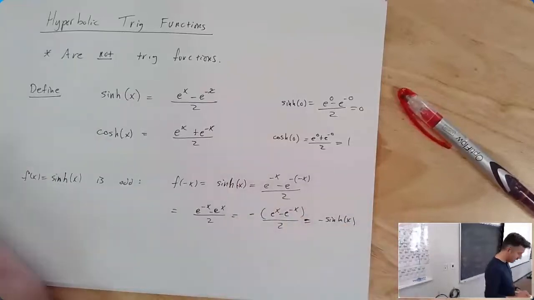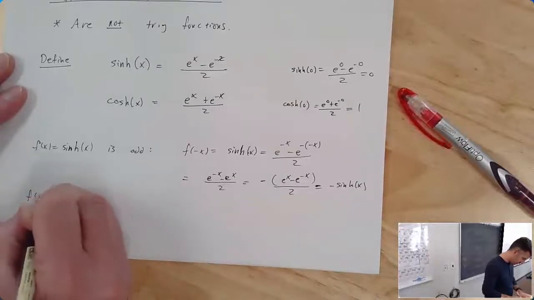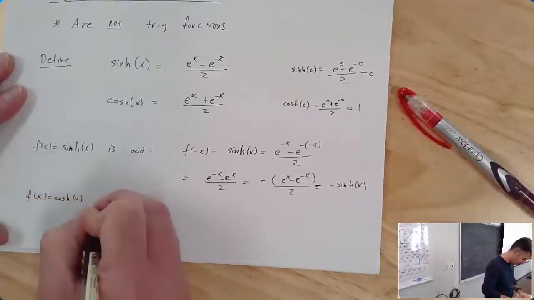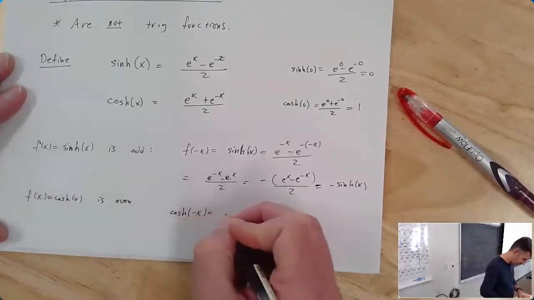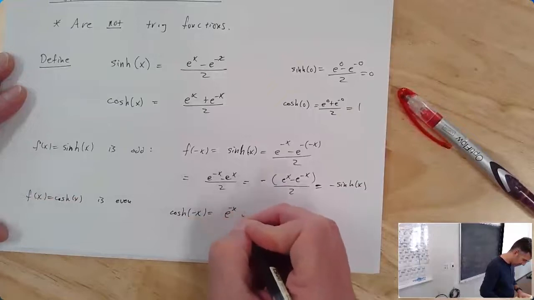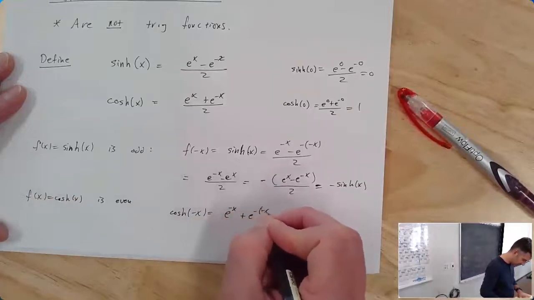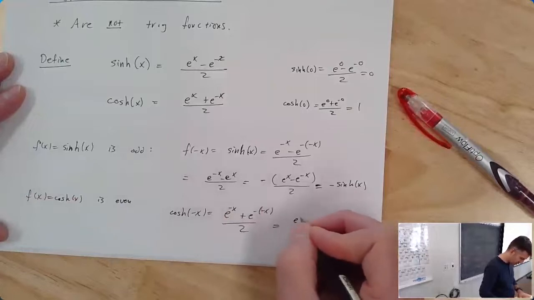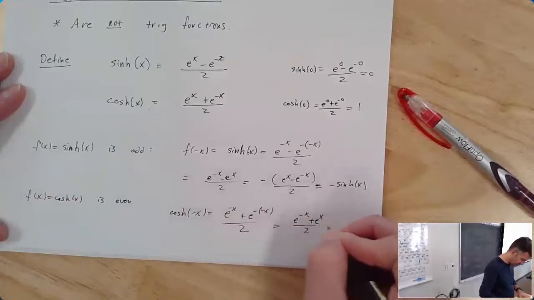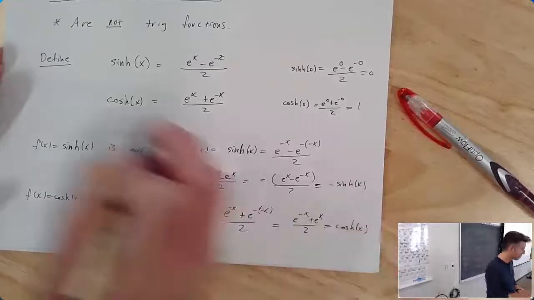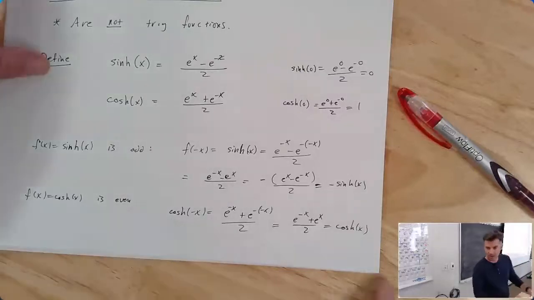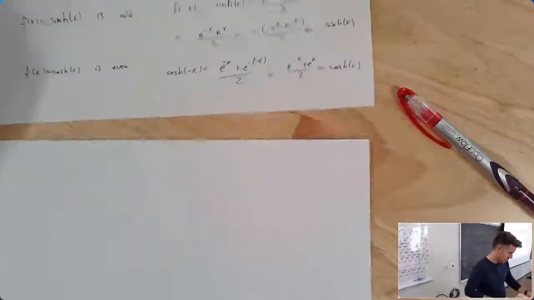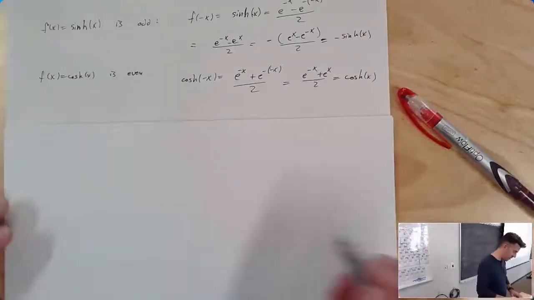And similarly, the hyperbolic cosine is even. Hyperbolic cosine of negative x is equal to e to the negative x plus e to the x over 2, which is the same as the function you started with. So definitely odd and even, just like regular sine is an odd function and regular cosine is an even function. And yeah, we've got time, because they are worth graphing. Here is what the graphs of them look like.